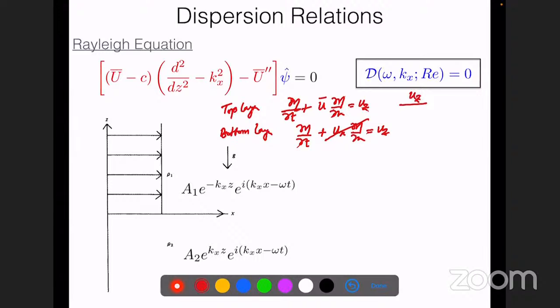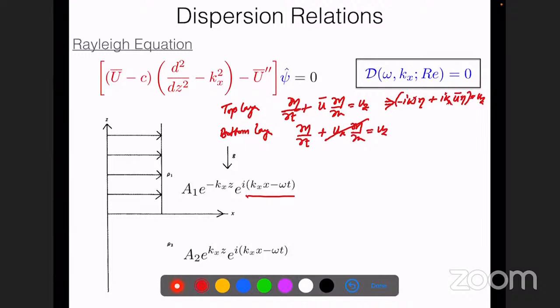let me write this properly. So in the top layer, uz. Okay, so now let me not skip steps. I'll just assume a normal mode form. If I assume a normal mode form of e to the power i(kx x minus omega t), then I can write this as minus i omega eta plus i kx u eta is equal to uz.